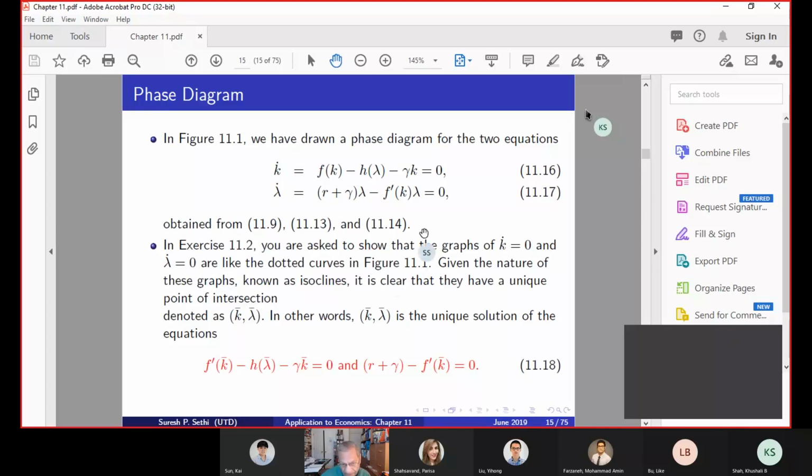So you have exercises here that show the dotted curves are the graphs of k dot 0 and lambda dot 0. We already did some of it.